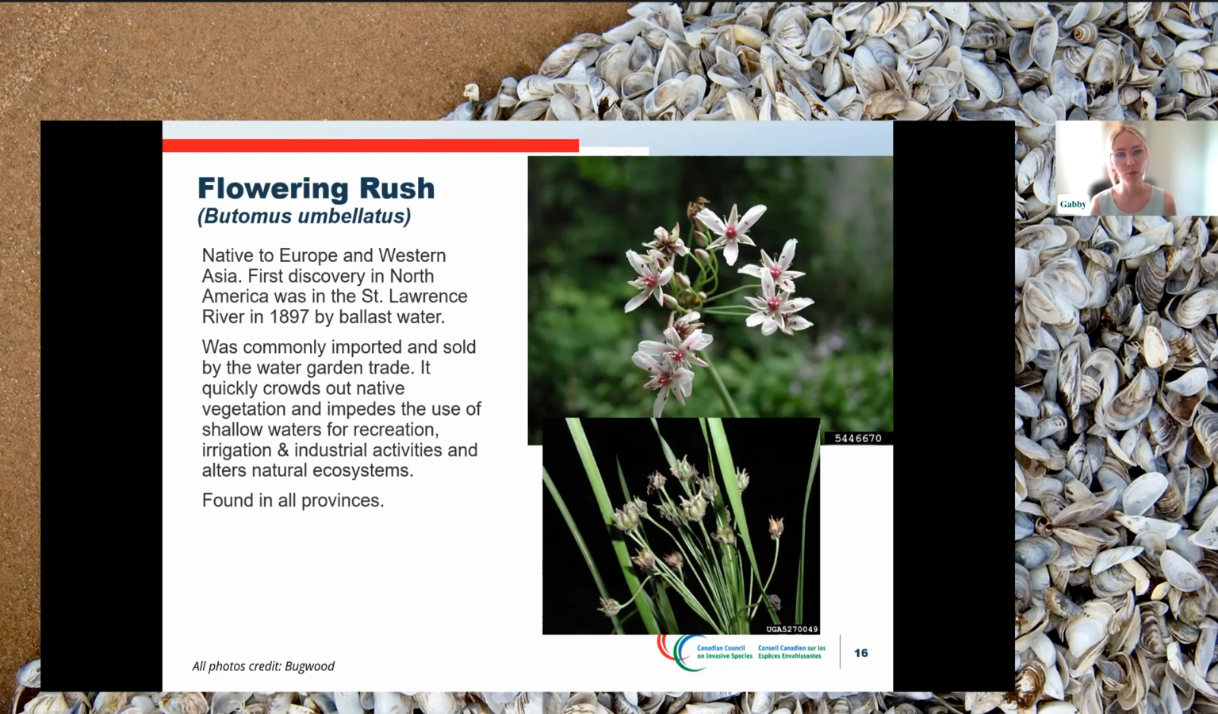It's very quick to reproduce and take over an aquatic area. It can change the way water flows through an area and also outcompete native aquatic plants. So it impedes the use of shallow water for recreation, for irrigation, and for industrial activities, and alters natural ecosystems. So yeah, not a great one. Definitely has a lot of impacts on biodiversity and altering fish and wildlife habitat.